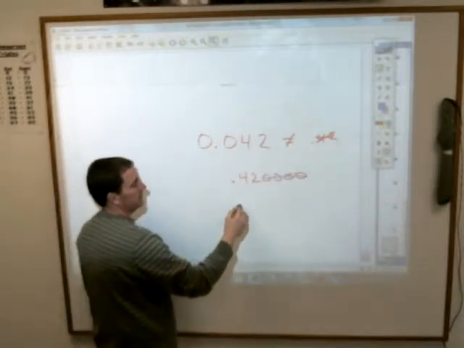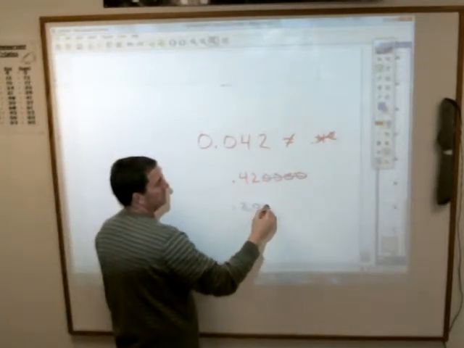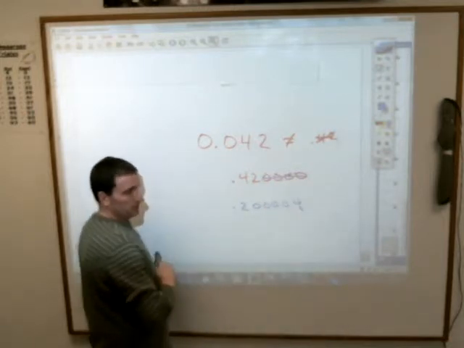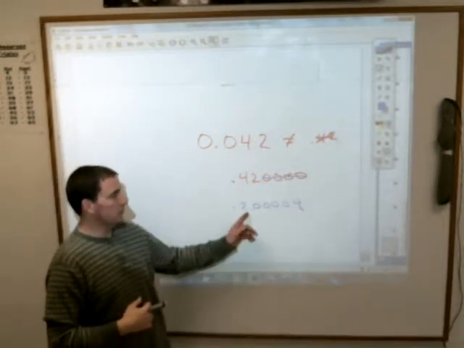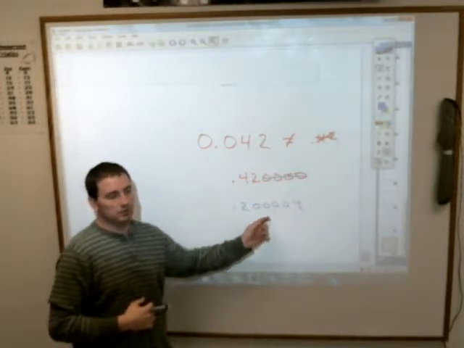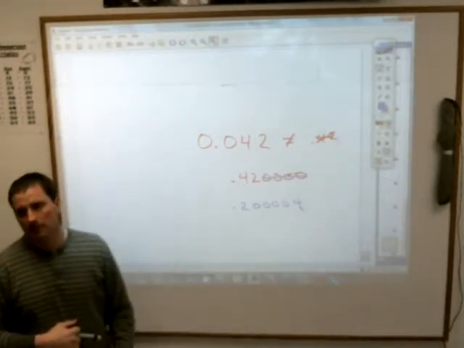It couldn't look like this. If you had 2000004, you can't get rid of any zeros there. Those are needed to hold up the space between the 2 and the 4. It has to be an ending zero.